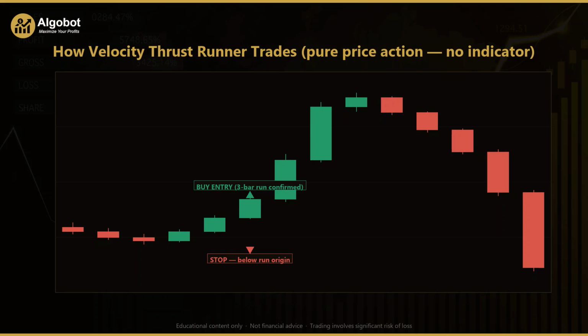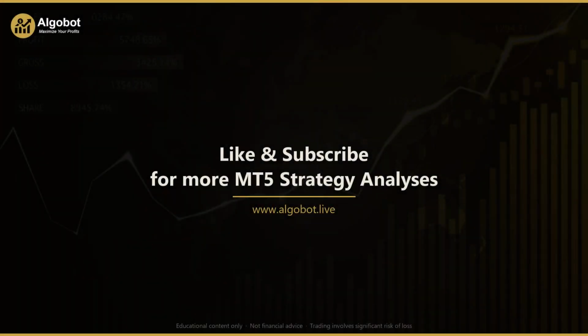So in one picture you've seen both directions. A buy when a bullish run confirms with enough velocity, and a sell when a bearish run does the same. In every case, the stop comes from structure and the target is measured from it. This is an illustration for educational purposes only. And that brings us to the end of our breakdown of velocity thrust runner.